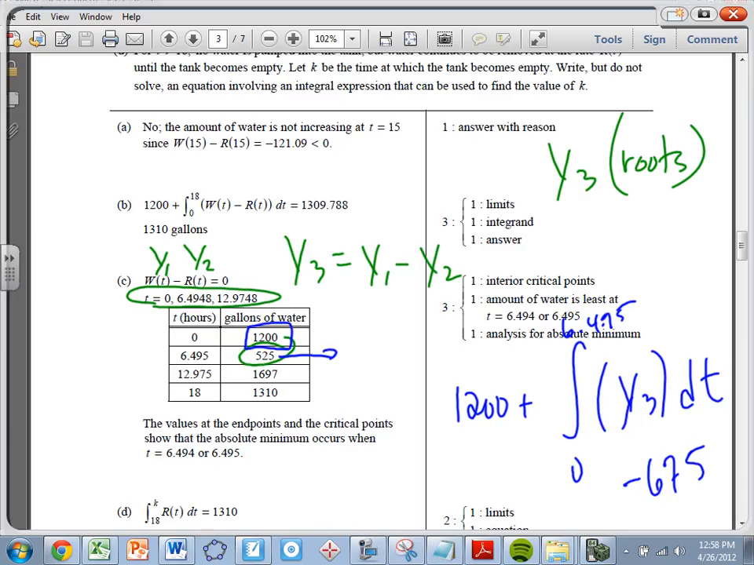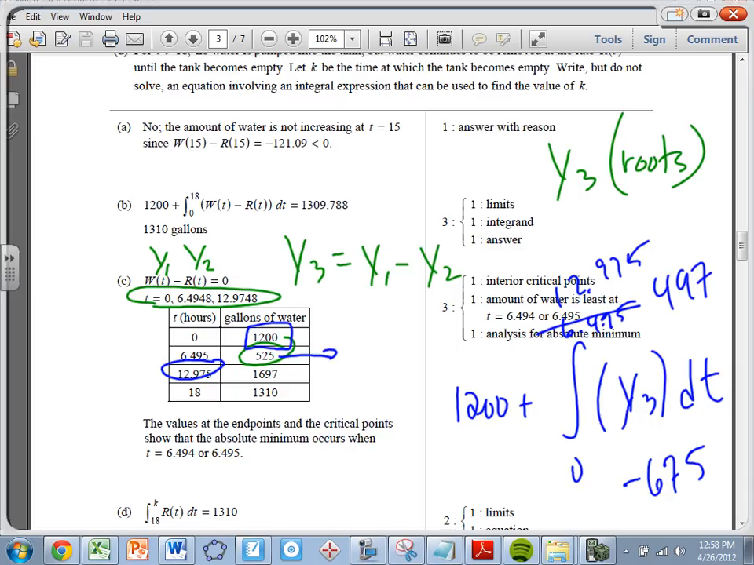Same thing. Well, what's my upper limit going to change to? 12.975. And notice, doesn't this become more? So this value, when I do up to 12.975 now, will be 1,200 plus whatever that gives me, which is 497. So that's the amount of water I gained from 0 to 12.975.